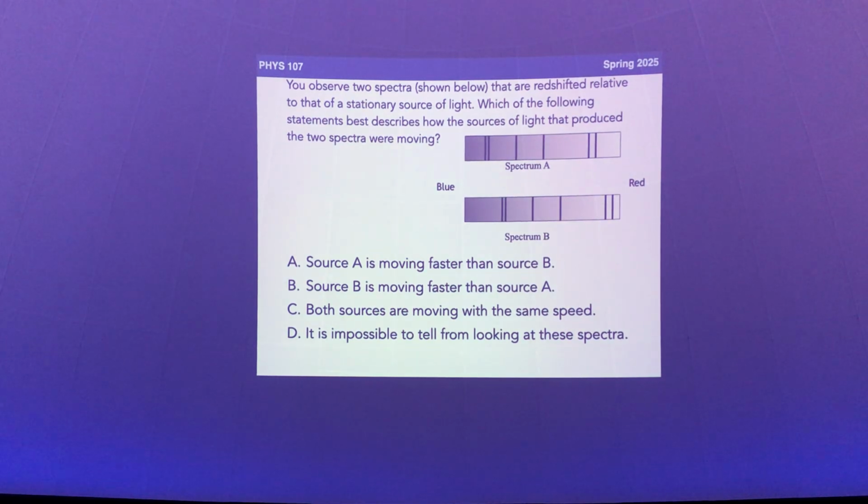Yeah, but like they're the same, just one's this way and one's that way. So like can't really tell if they're faster.